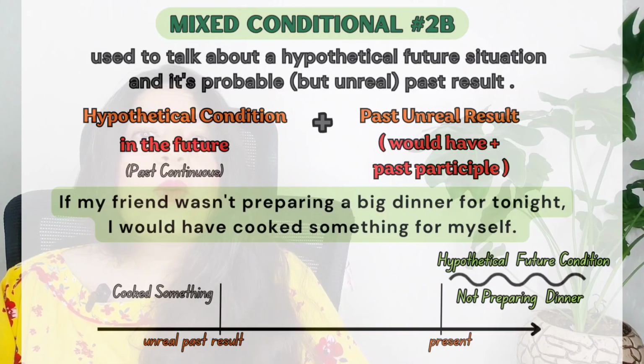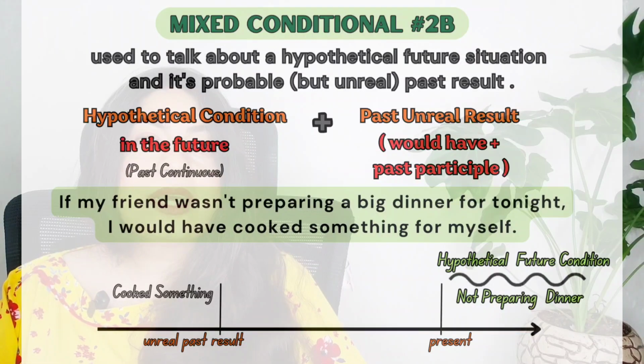If my friend wasn't preparing a big dinner for tonight, I would have cooked something for myself. So the hypothetical future condition would be that my friend is not preparing dinner. If my friend wasn't preparing a big dinner for tonight, and then that unreal past result is that, well, I would have cooked something for myself.